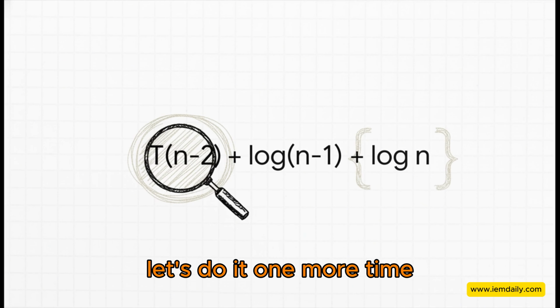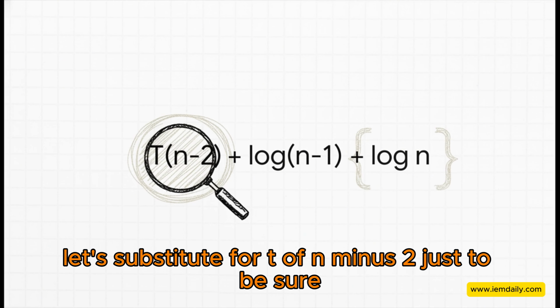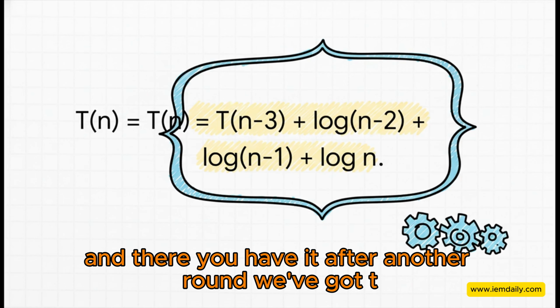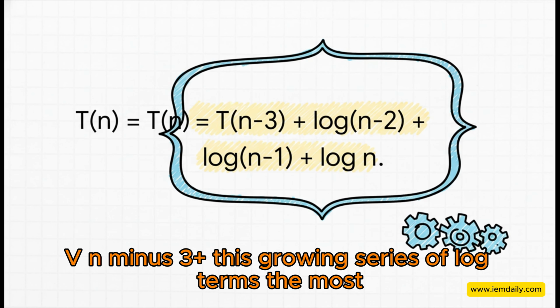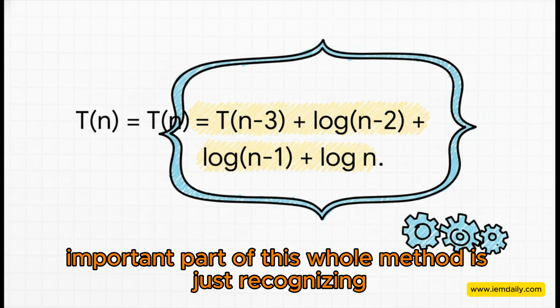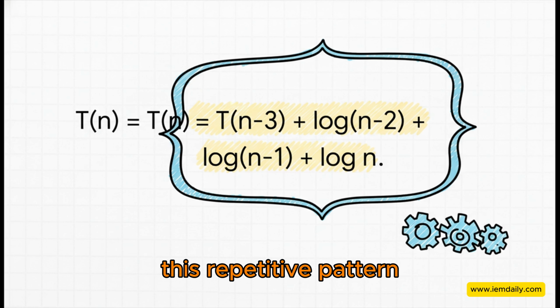Let's do it one more time. Let's substitute for t of n-2 just to be sure. And there you have it. After another round, we've got t of n-3 plus this growing series of log terms. The most important part of this whole method is just recognizing this repetitive pattern.